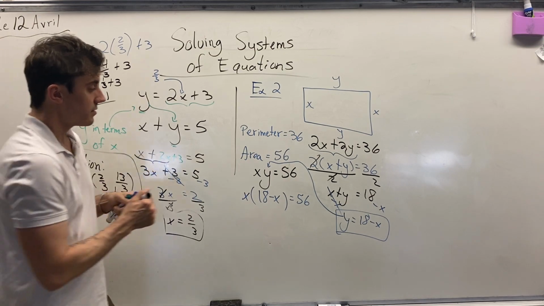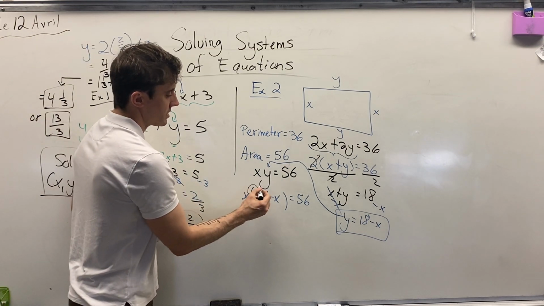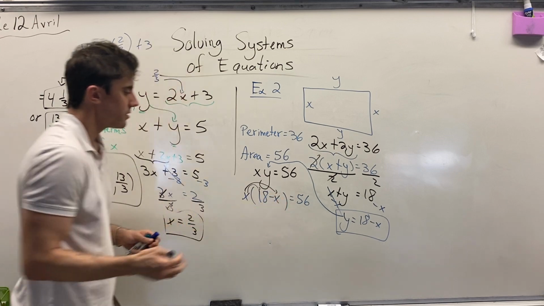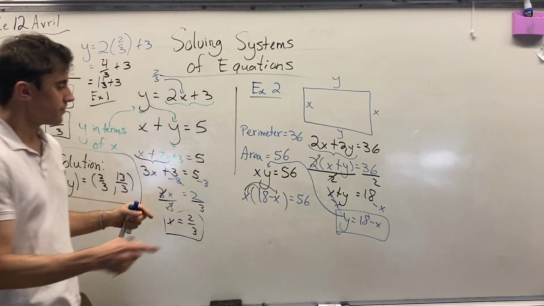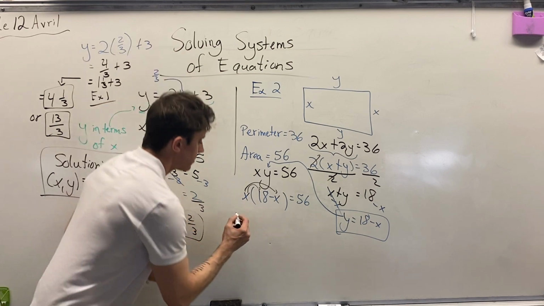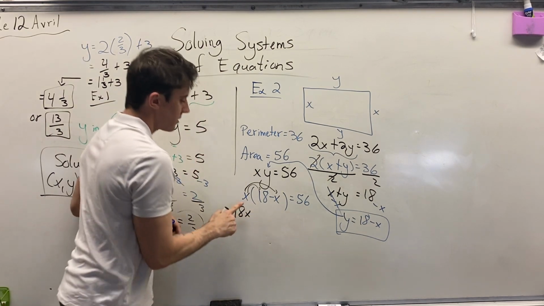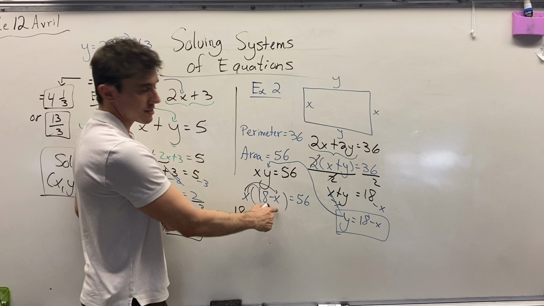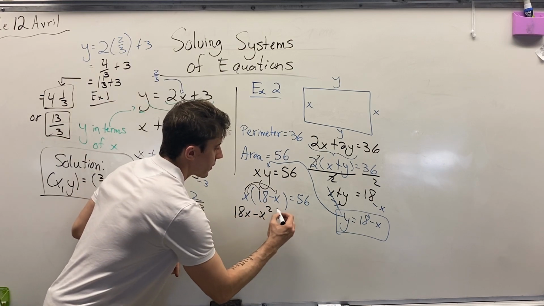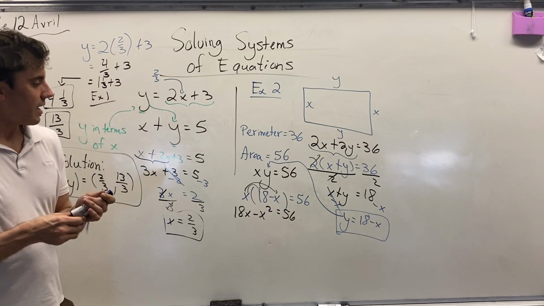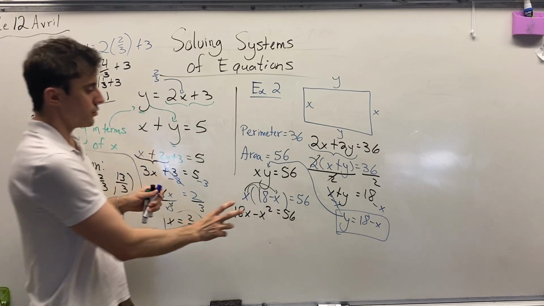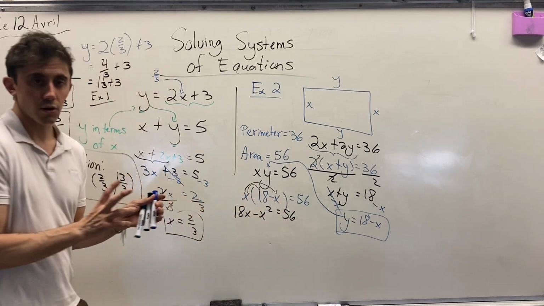Now what we have here is a simple binomial expansion. Monomial times a binomial, we just multiply through with the distributive property. And so x times 18, that'll give us 18x, and then x times x means minus x squared is equal to 56. Okay? And we can do some algebra to kind of make that look a little nicer.